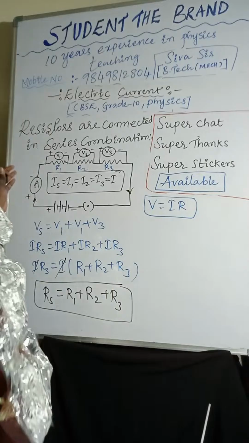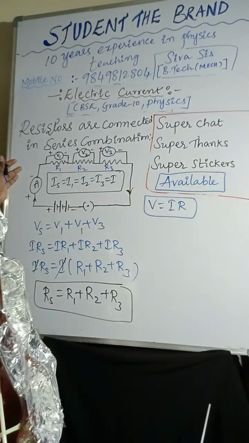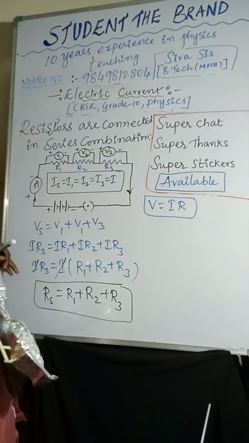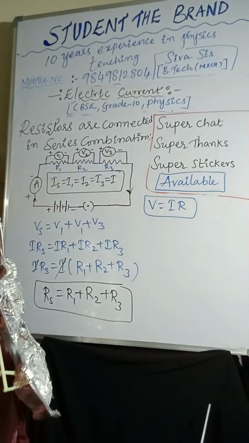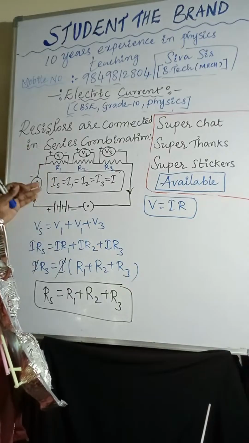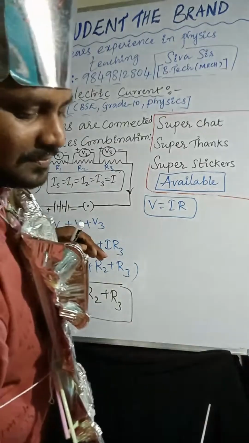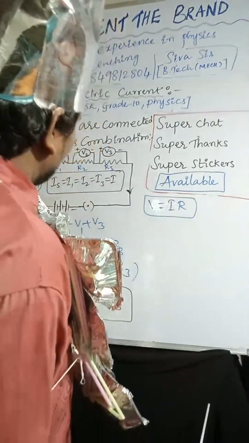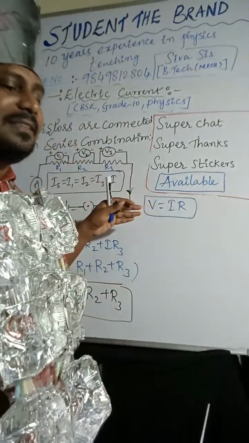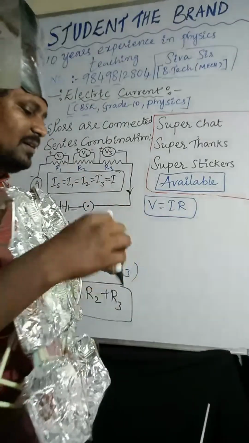So if resistors are connected in series combination, Rs equal to R1 plus R2 plus R3. So when resistors are connected in series combination, you must add all the resistances. Then you will get the total resistance.